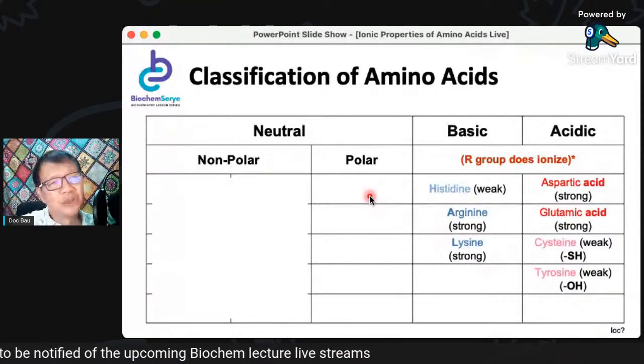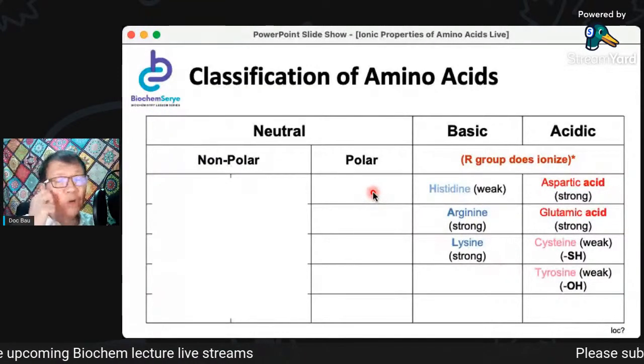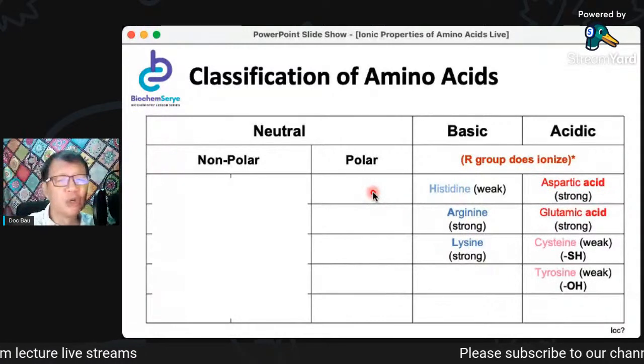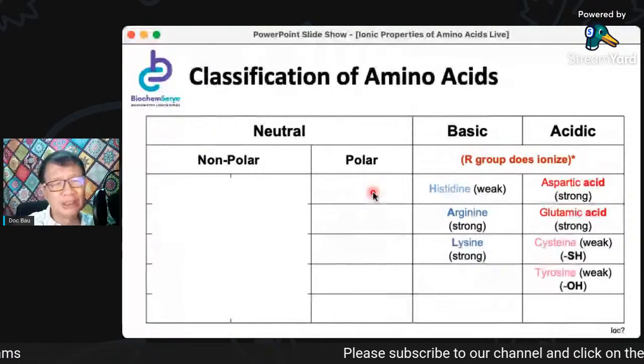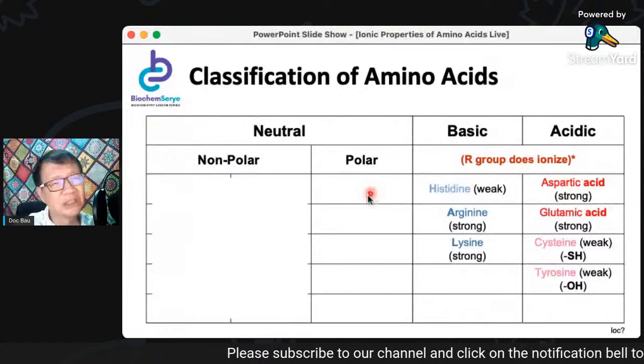So I think it's prudent. Let's go into the polar very, very quickly. You have only four polar amino acids. Four polar neutral amino acids. And they have a rhyme and reason for being such.